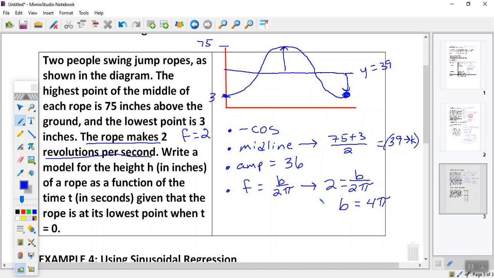Okay. We said there's no h value. So my question is, kids, do I have an a value? Yeah. Do I have a b value? Yes. h was 0 and k is what value? 39. So here we go. We've got y equals. Okay, what kind of cosine function did you want to use? Negative 36 cosine times your b value, which is 4 pi. 4 pi times x minus 0, which would just be what? Plus your midline, which is?